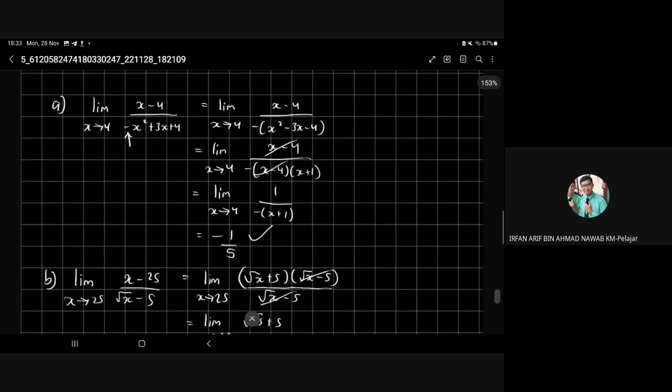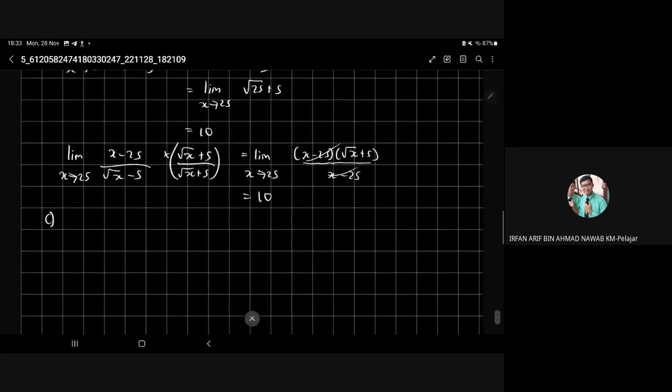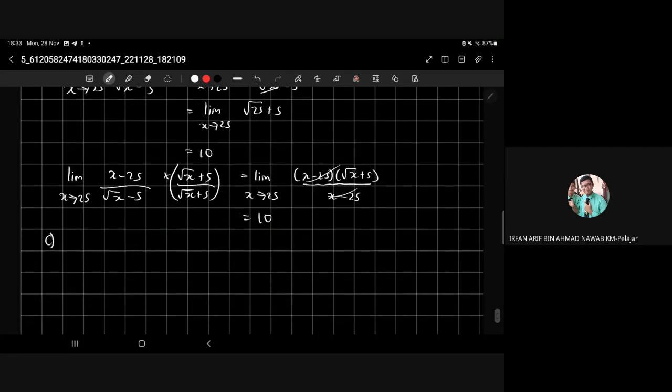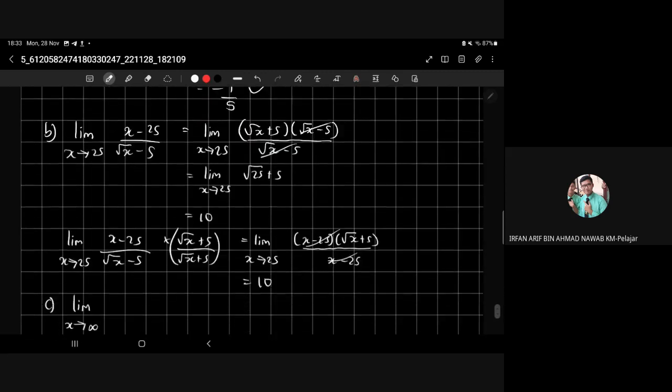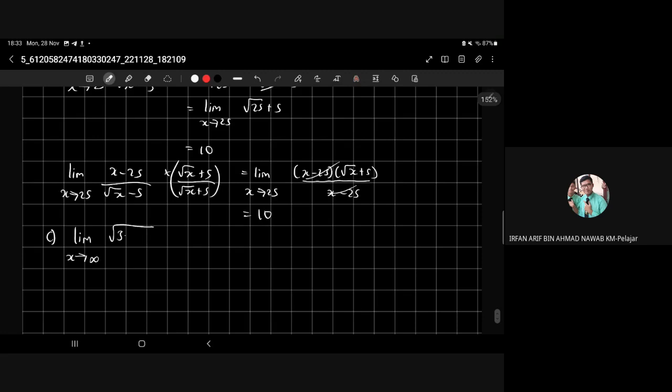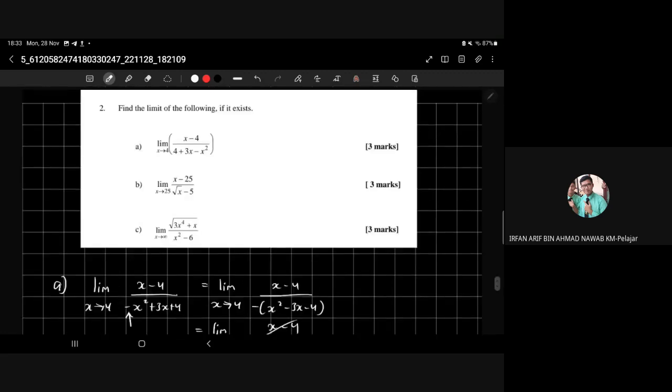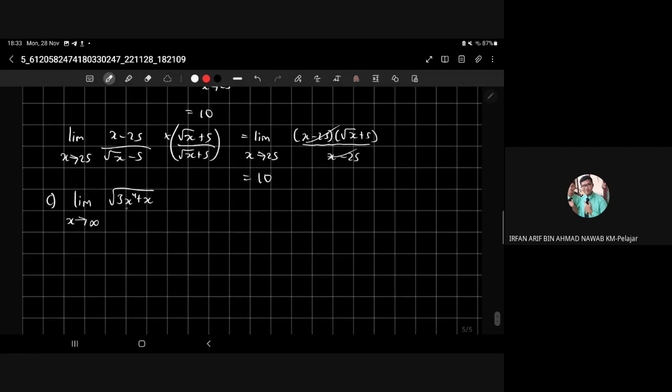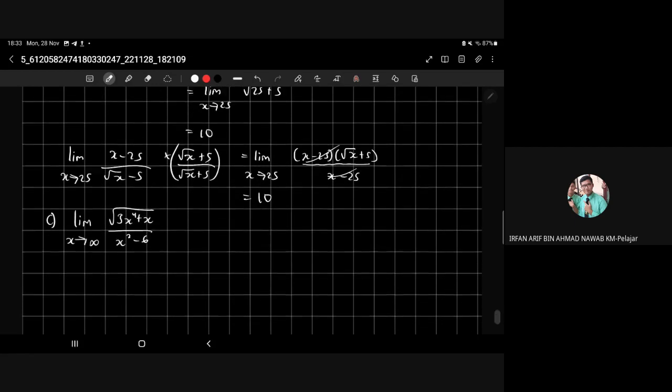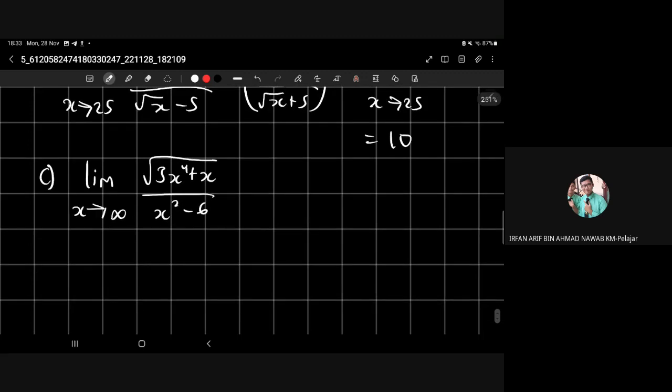So let's go to question C. Now they give us a limit when x is approaching infinity. So it is the square root of 3x to the power 4 plus x over x squared minus 6. Honestly, if you want to divide all the terms by the higher power of the denominator, which is x squared, like x squared divided by x squared, then minus 6 over x squared, and so on, then you may.